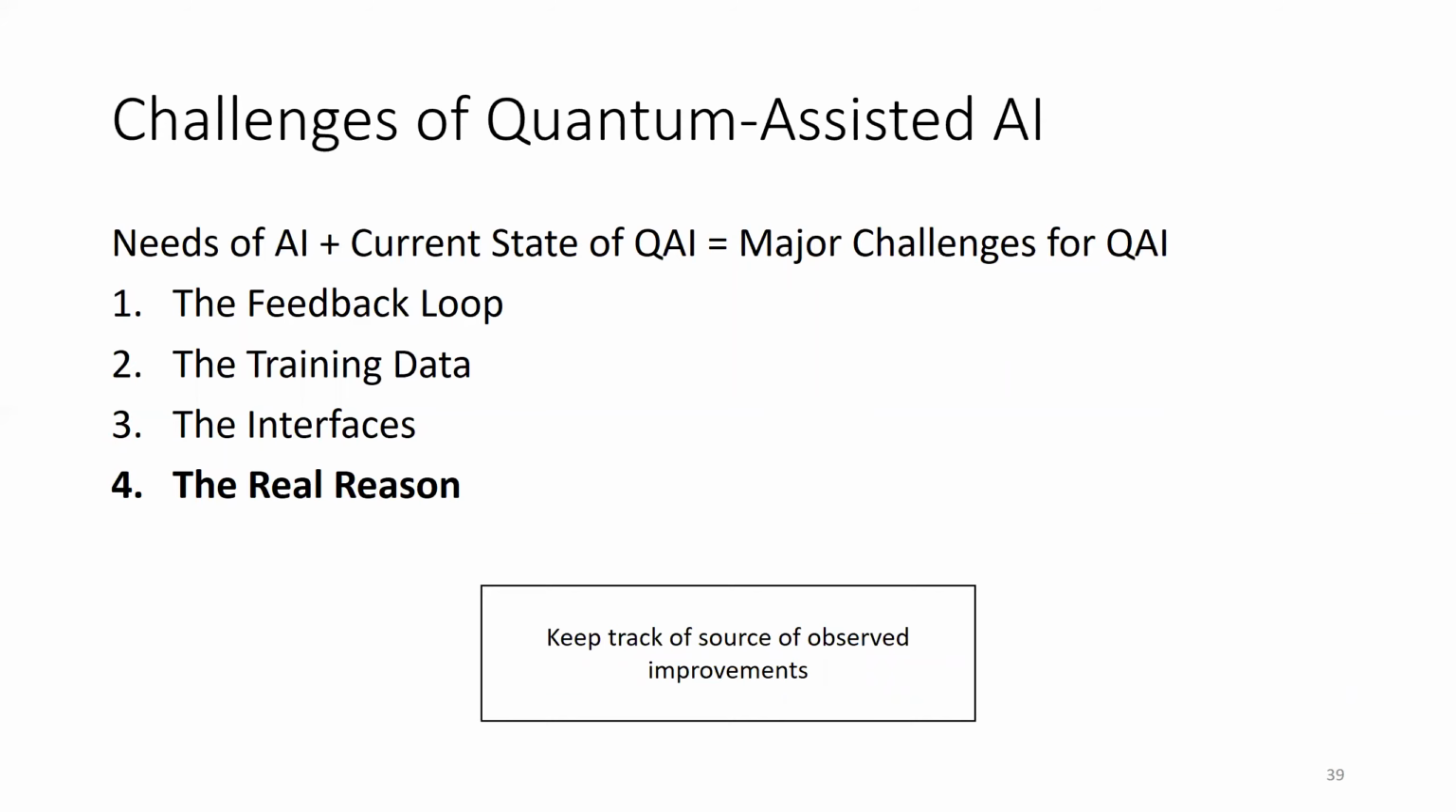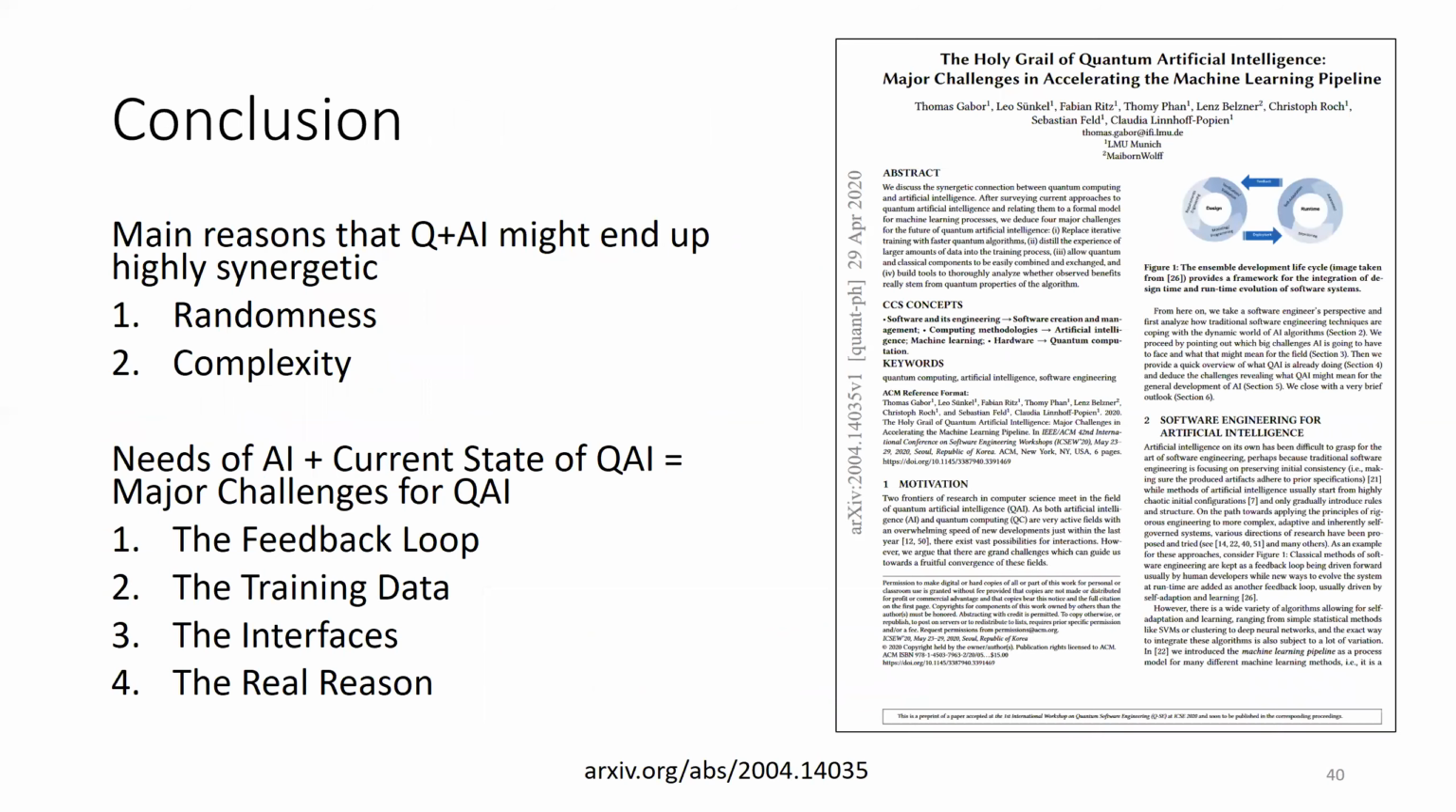What gave you the improvement? So to conclude, there is a preprint on arXiv as well. QAI might end up highly synergetic because of the randomness and the complexity. And there are some major challenges, namely the feedback loop, training data, interfaces, and real reason.